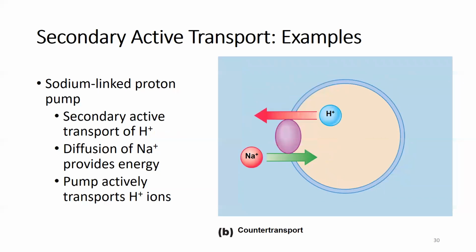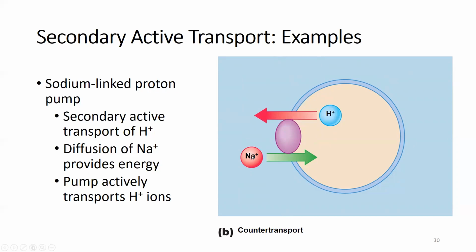All right. The second example here is the sodium-linked proton pump, and a very similar scenario is happening here, just that we're using this in the opposite direction. This is called counter-transport as opposed to co-transport. Counter-transport is sometimes called an exchanger, and we'll see that when we look at the muscle system. We'll talk extensively about certain exchangers.